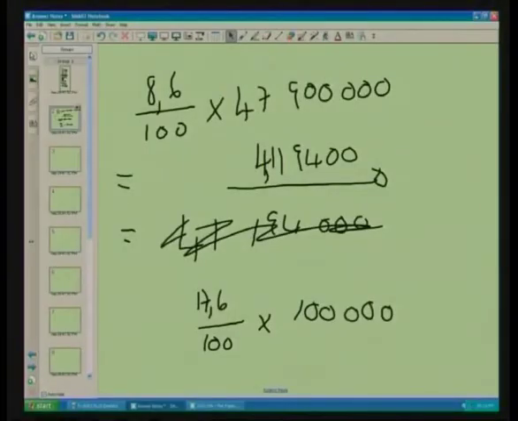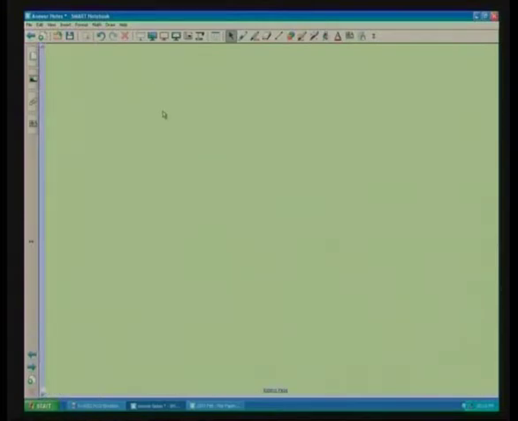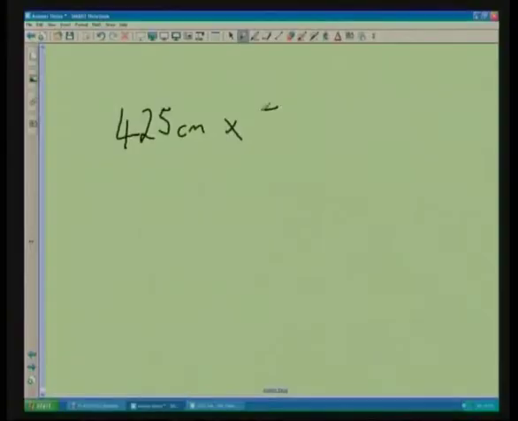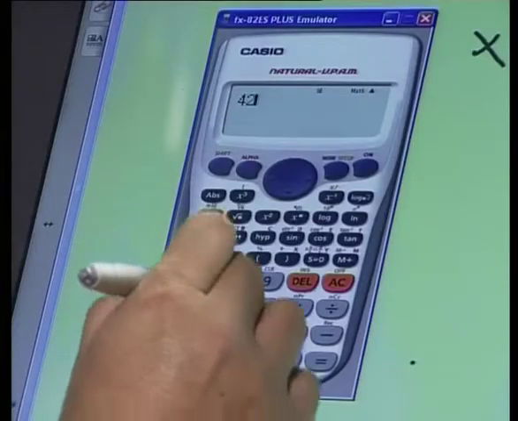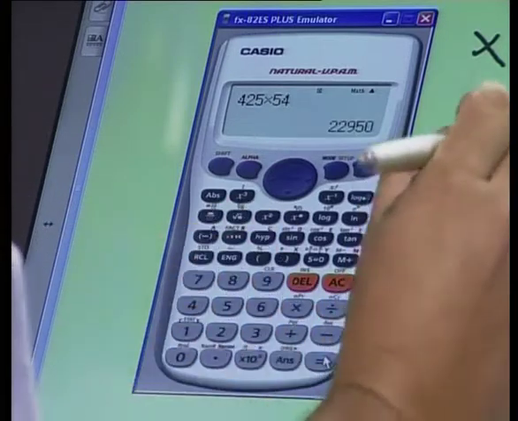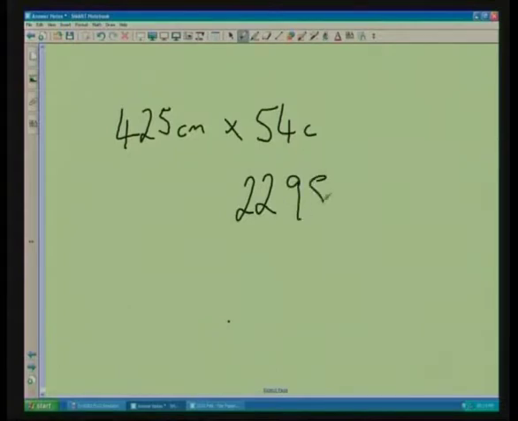Let me just find another little blank screen. Here we go. We've got 425 centimeters. And we know that each centimeter costs us 54 cents. So we're going to times it by 54 cents. Now, I am going to do this on the calculator for a specific reason. So we've got 425. We're going to multiply it by our 54 cents, and we get an answer here of 22950. What? Cents. Why? Because that's what we're calculating.